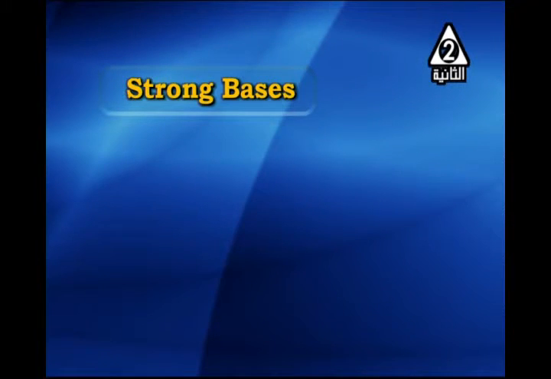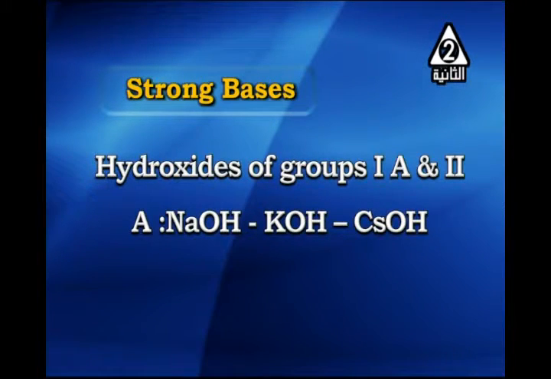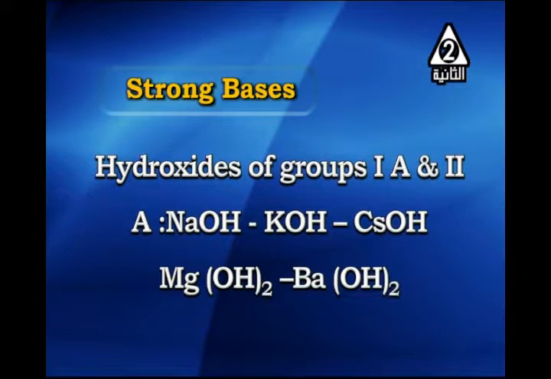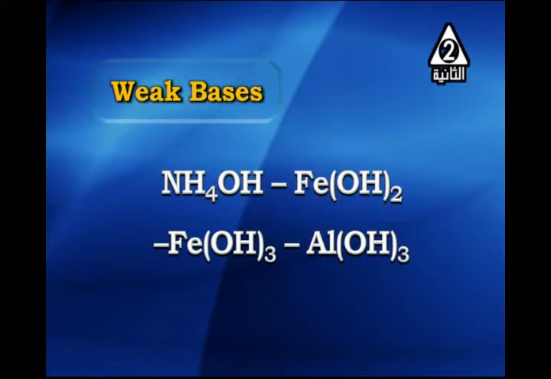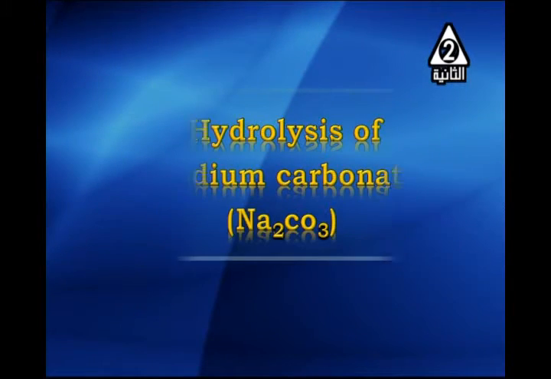While the strong bases, my dear student, are hydroxides of group 1A and 2A, such as sodium hydroxide, potassium hydroxide, and cesium hydroxide, whose chemical formulas are NaOH, KOH, CsOH, and also Mg(OH)2 and Ba(OH)2, which are magnesium hydroxide and barium hydroxide. While the weak bases are ammonium hydroxide, iron 2 hydroxide, iron 3 hydroxide, and aluminum hydroxide.